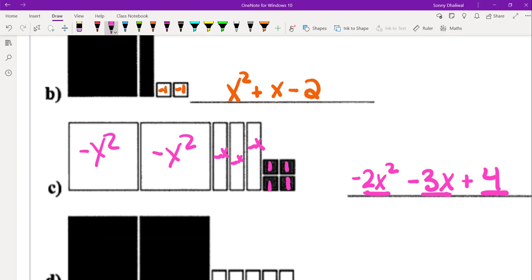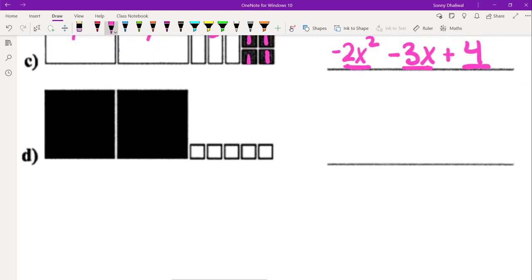Jacob, turn around. Jacob, what's the answer for the next one? Wait. 2x squared. Okay, yeah, these are the x squares. Okay, and then minus 5. Negative. Yeah. Minus 5, yeah. And we have 5 of these.